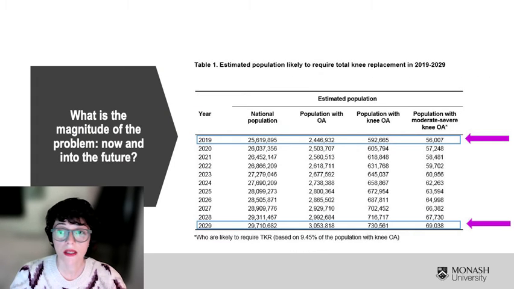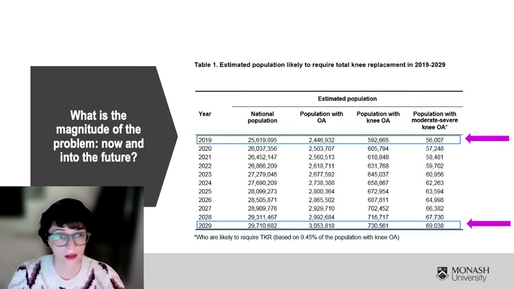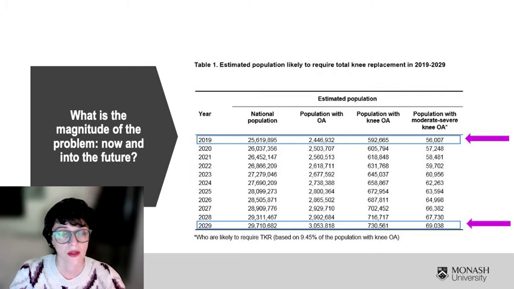We wanted to know the magnitude of the problem now and into the future. So we looked at the population data from 2019 to 2020. We looked at the prevalence data of knee OA in Australia, and we determined the population of interest that will have moderate to severe knee OA in Australia. You can see from this table that in 2019 there were already almost 56,000 people who had moderate to severe knee OA, and by 2029 almost 70,000.